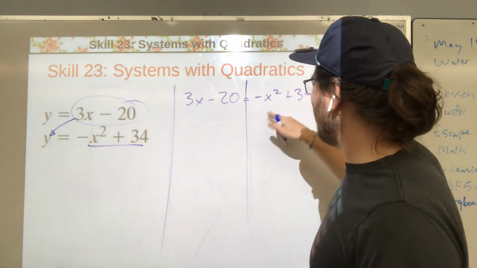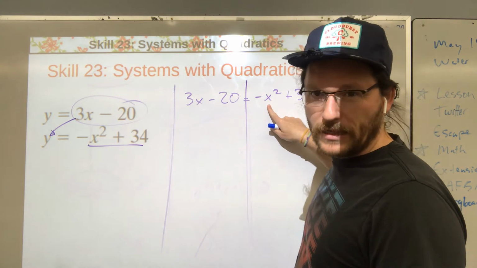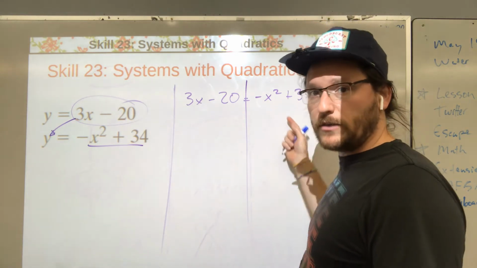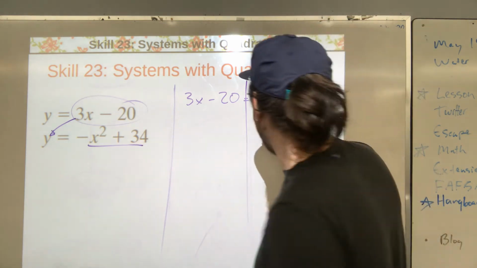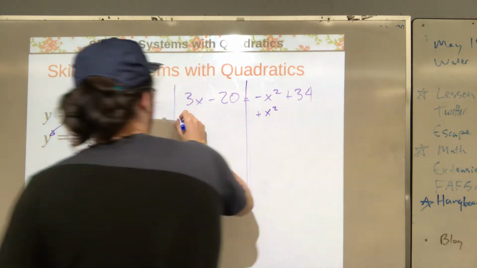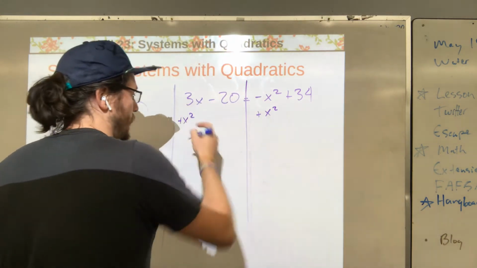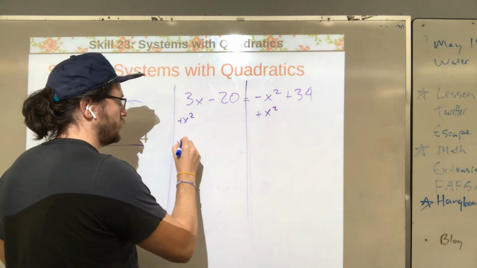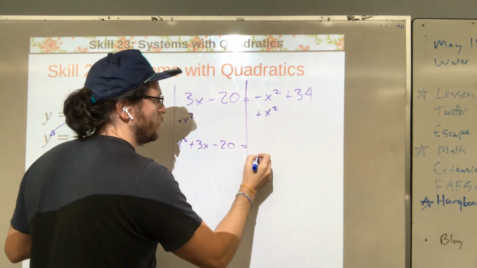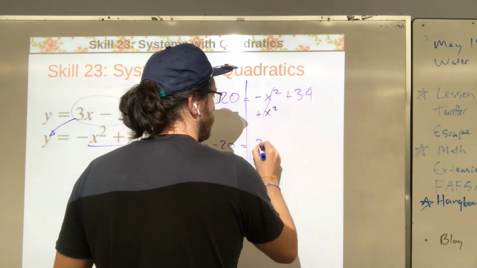So I see that this is a -x squared. I don't really like that, so instead of bringing everything over to this -x squared, I'm actually going to have everything go to that side, so this ends up being positive. So I'm going to add x squared. We have x squared plus 3x minus 20 left over here. Those are gone. And over here, we just have 34.